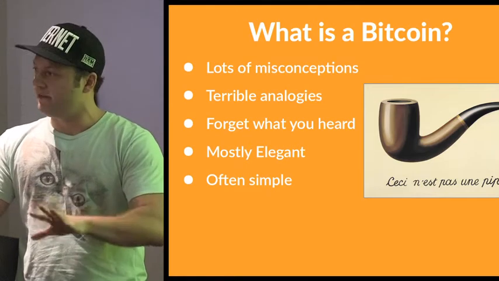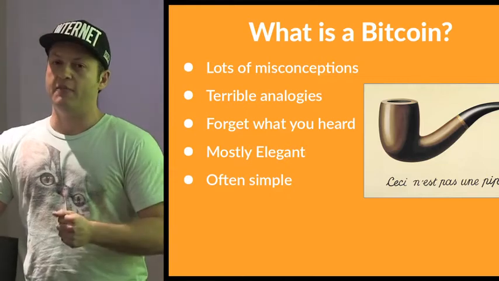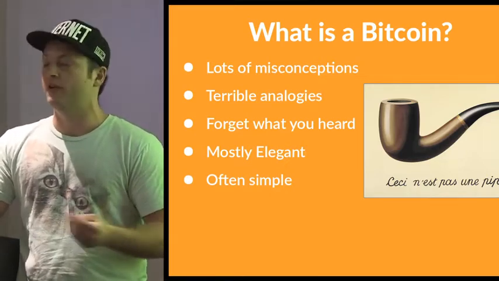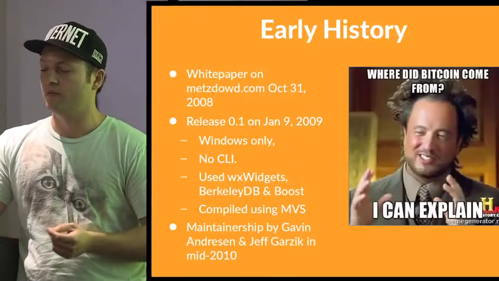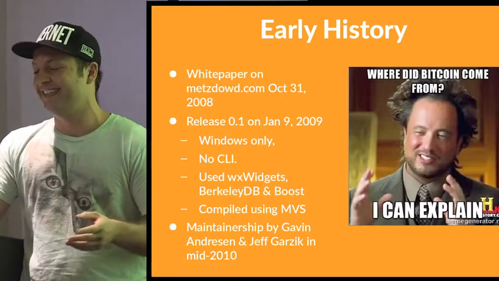I would say let's forget a lot of what you've heard about Bitcoin in terms of analogy. We're going to redefine some things. The Bitcoin code itself, I've gone through much of it. It's mostly elegant. It's often simple. So we're going to start with the early history of Bitcoin. I'm going to keep this short.